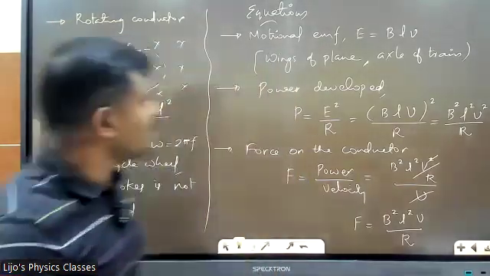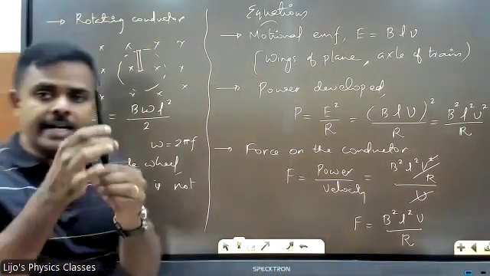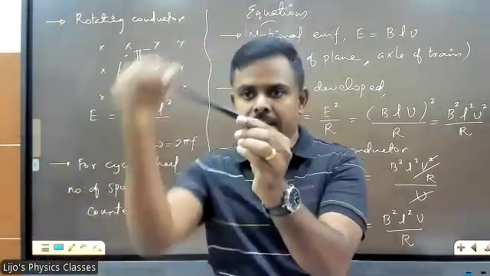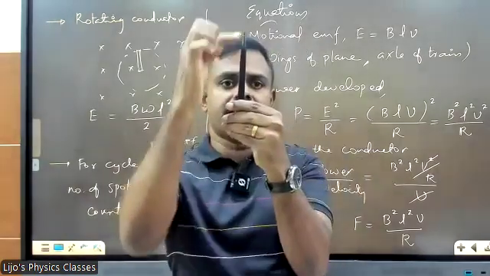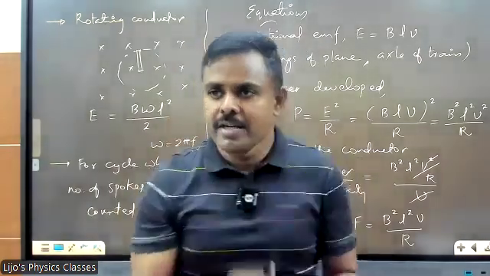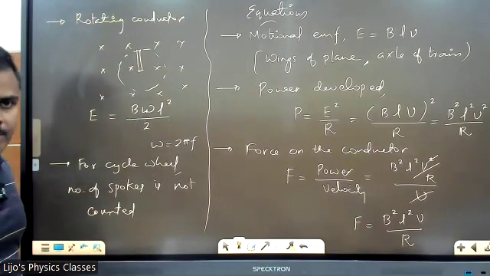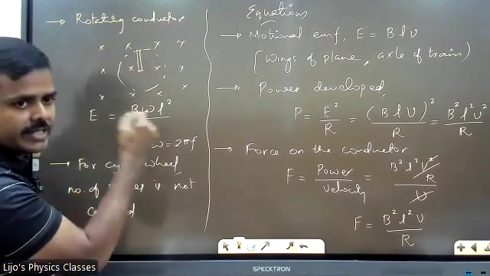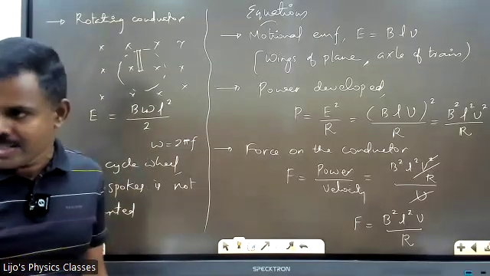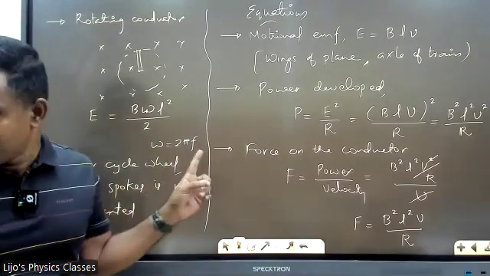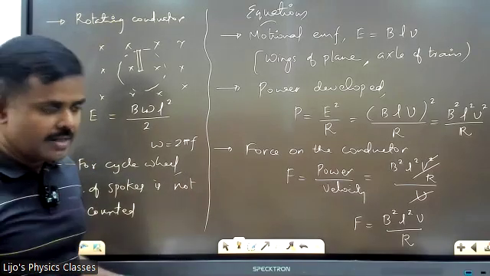Got it? And then finally, for a rotating conductor, I'll derive it later. If a conductor has one end fixed and the other end rotated like this, the motional EMF generated between the ends is B omega L square by 2. B is the magnetic field existing. Omega is angular velocity or angular frequency, which is nothing but 2 pi f, right? F is the frequency, the number of revolutions per second.